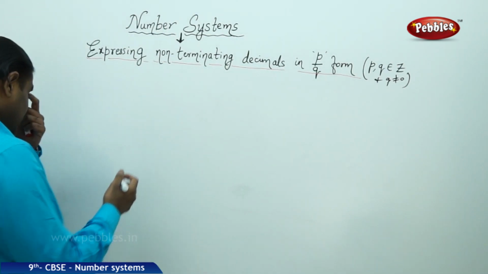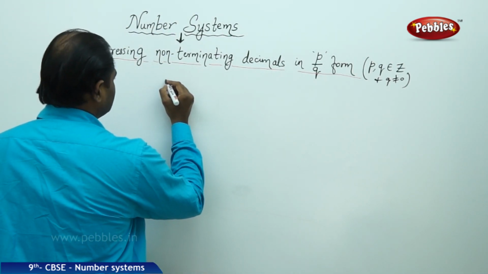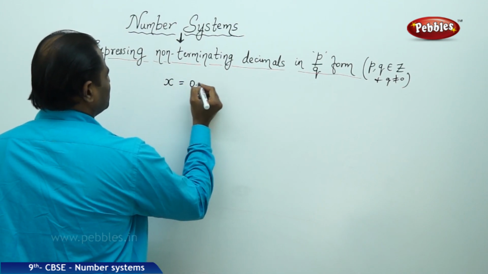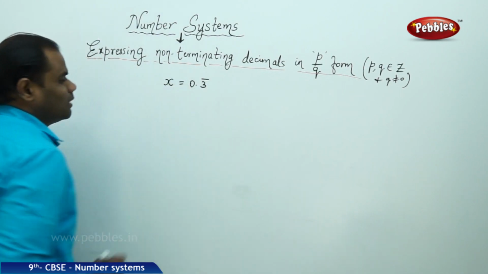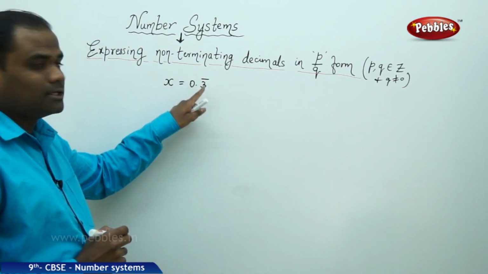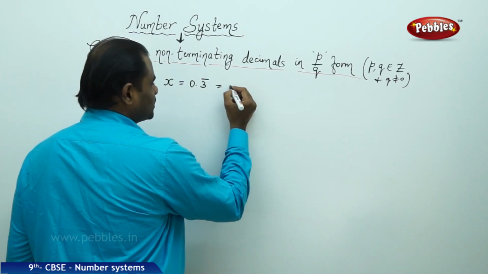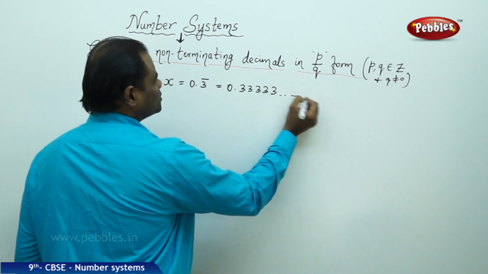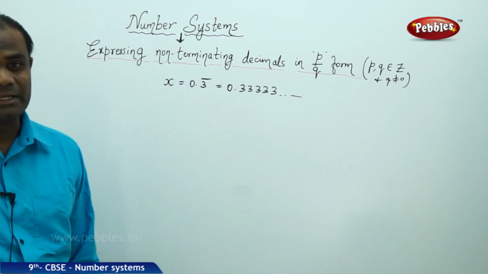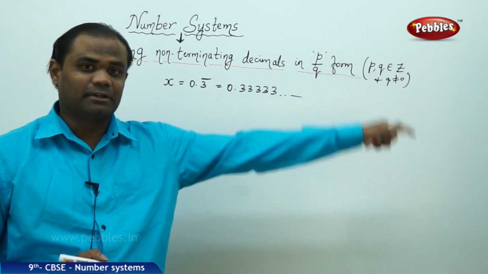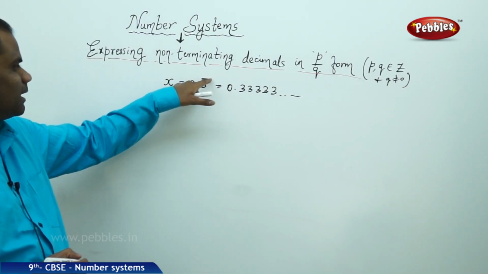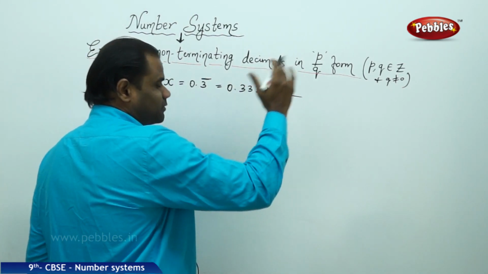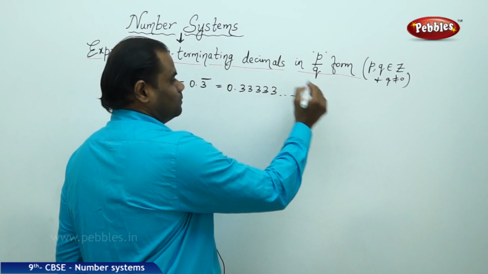For example, I take a non-terminating decimal denoted by x, 0.3 bar. Now the bar is what we have learnt in the lower classes to be a repeating number, which is denoted with a bar. So the bar indicates that 3 repeats infinitely many times. So 0.3 bar can be written as 0.33333 and so on and so forth.